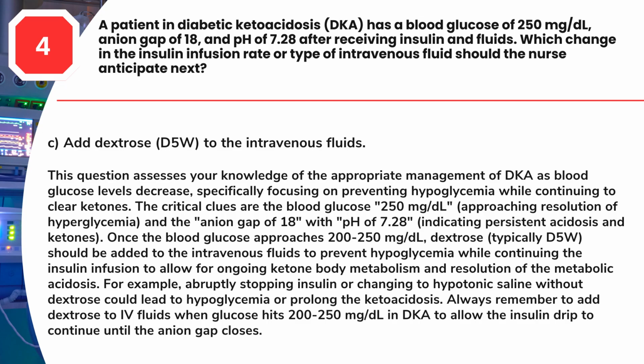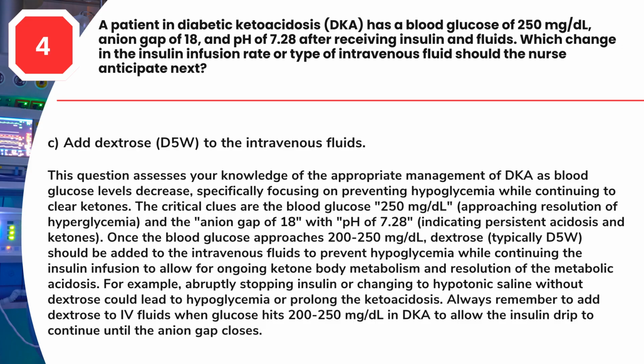This question assesses your knowledge of the appropriate management of DKA as blood glucose levels decrease, specifically focusing on preventing hypoglycemia while continuing to clear ketones. The critical clues are the blood glucose of 250 mg per deciliter, approaching resolution of hyperglycemia, and the anion gap of 18 with pH of 7.28, indicating persistent acidosis and ketones.